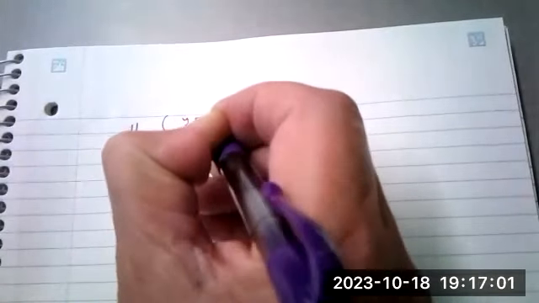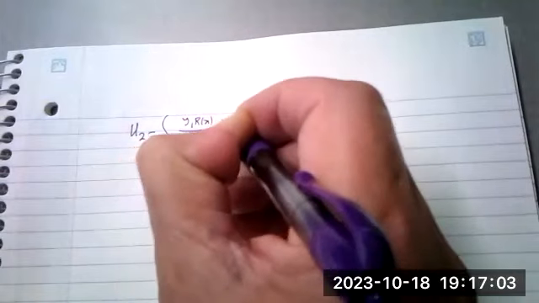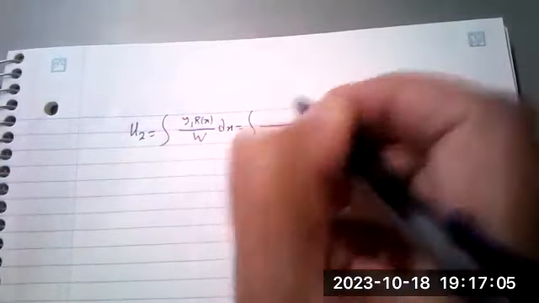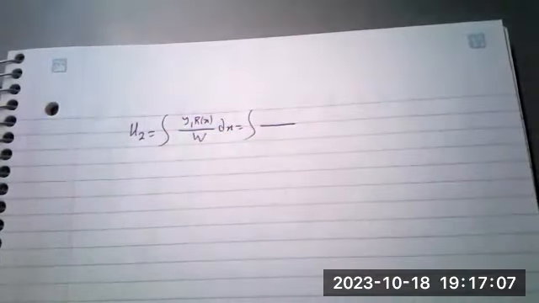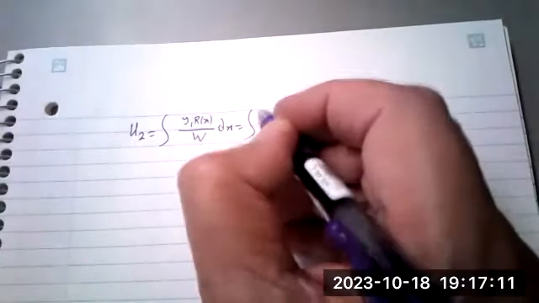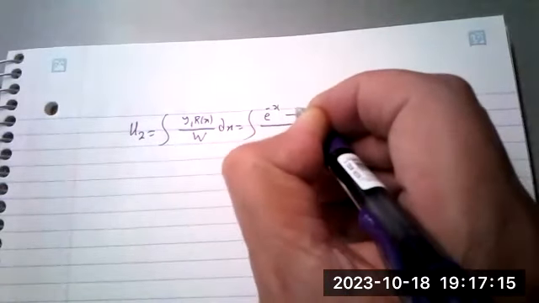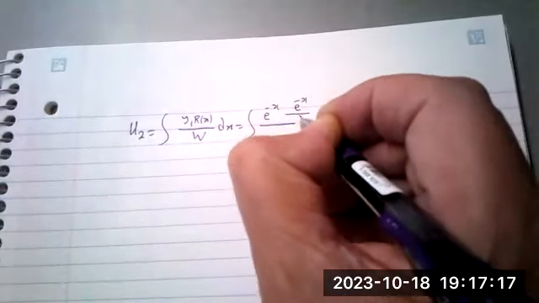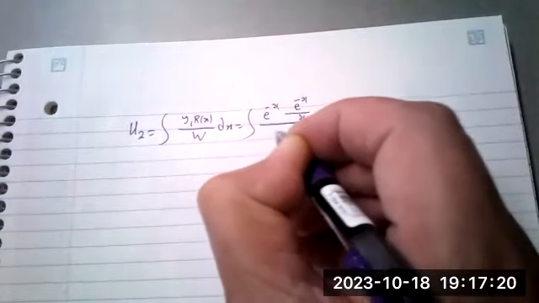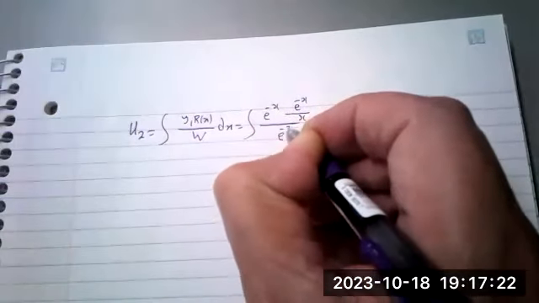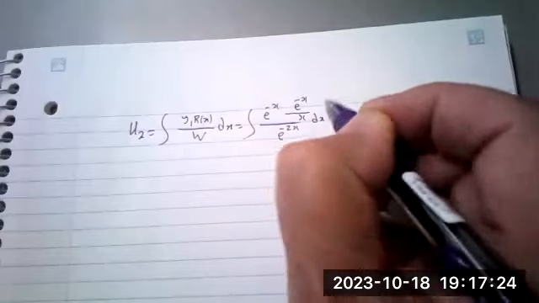The formula for u2 is the integral of y1 now, r of x over the Wronskian. Your y1 was e to the negative x, so that gives e to the negative x. r is e to the negative x over x. And the Wronskian is e to the negative 2x dx.